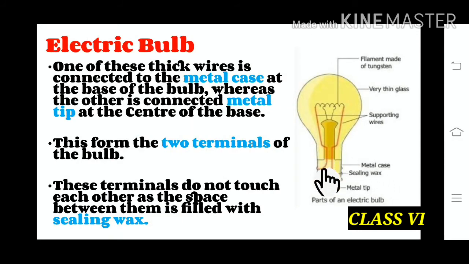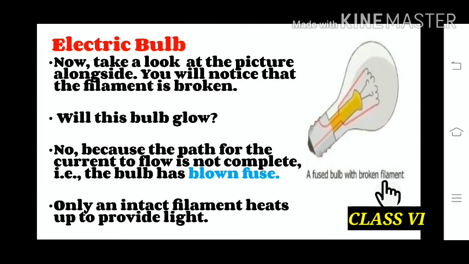Children, in this picture you can see that one of these thick wires is connected to the metal case at the base of the bulb, whereas the other is connected to the metal tip at the center of the base, and this forms the two terminals of the bulb. You can see these terminals do not touch each other, as the space between them is filled with sealing wax. Now take a look at this picture.